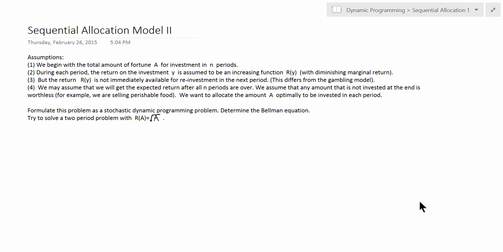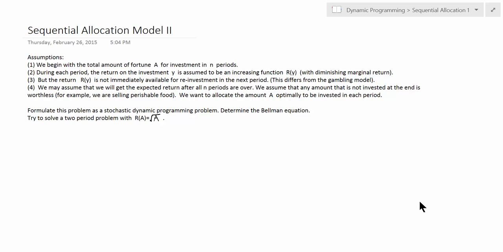Let's look at another sequential allocation model. We will see that in this model we don't have uncertainty, and later we can introduce uncertainty at different places. So let's go over the assumptions first.